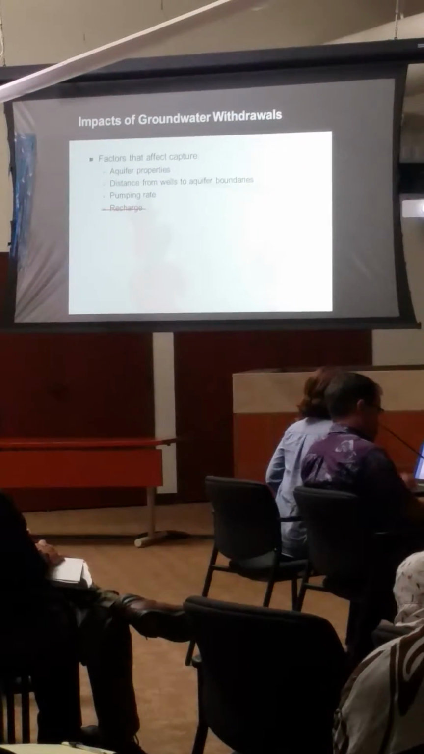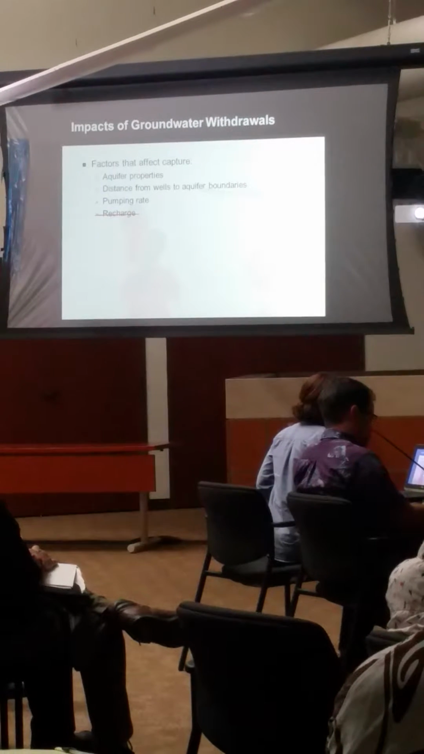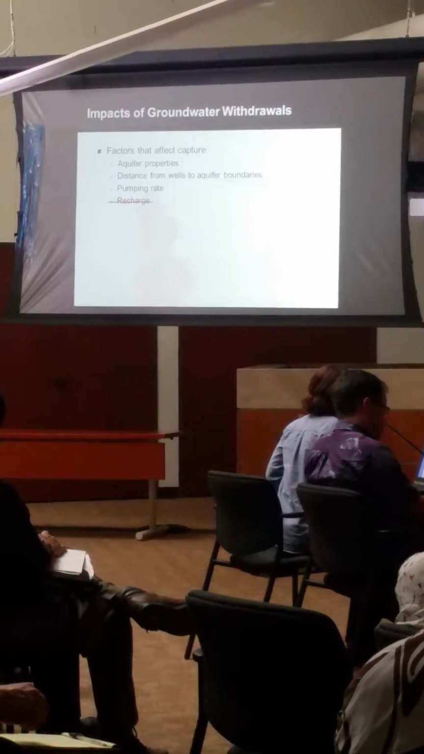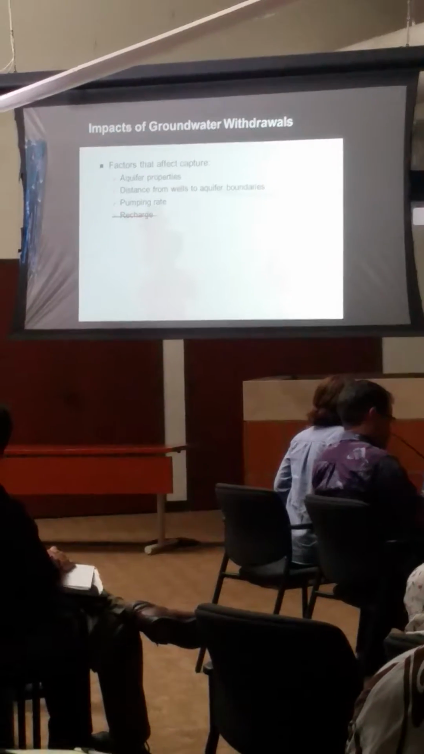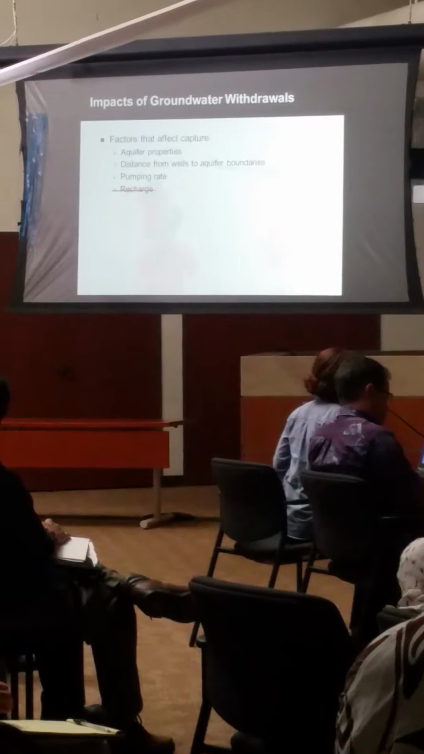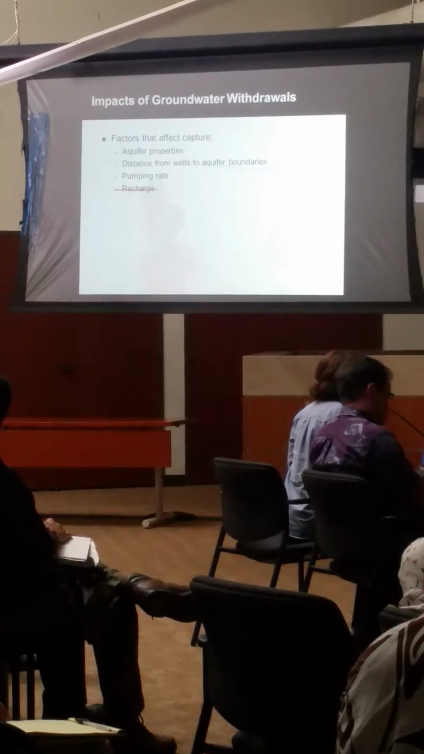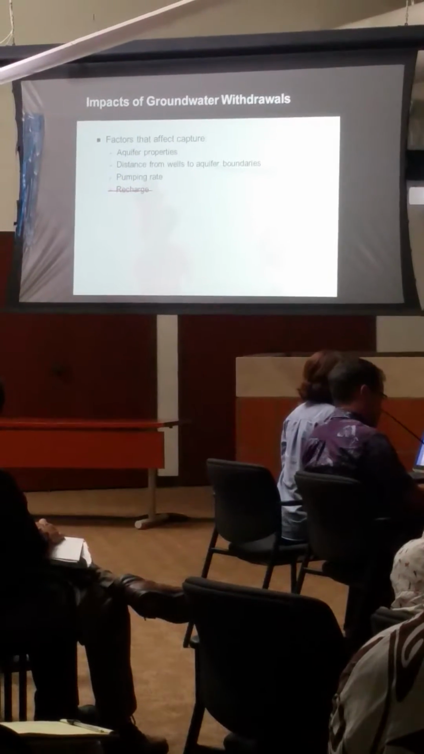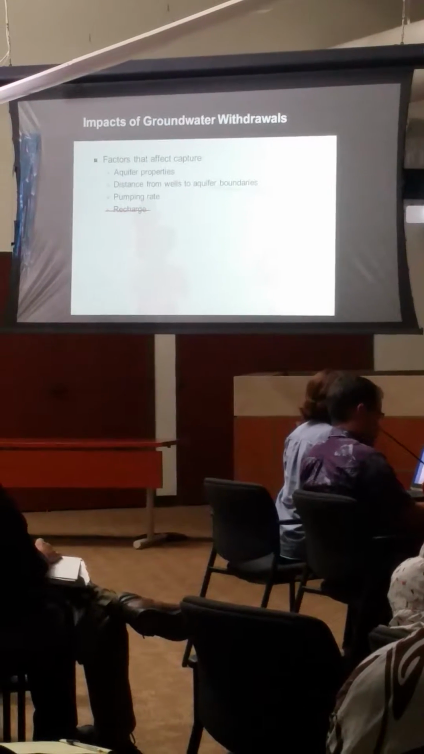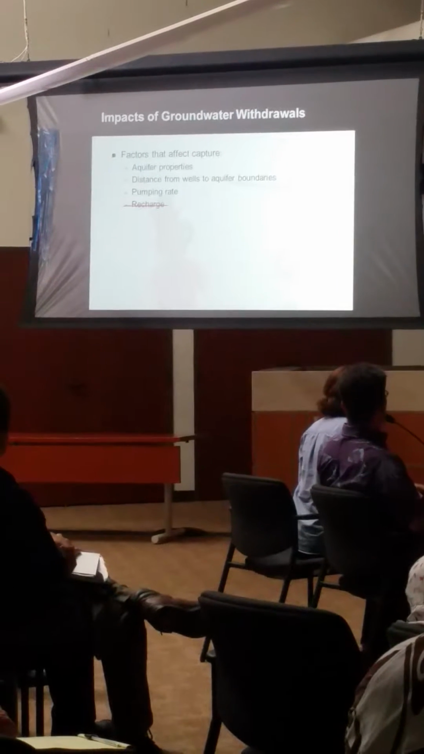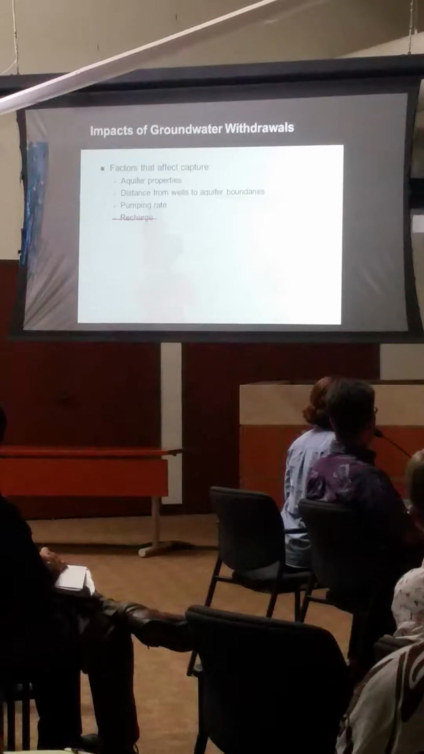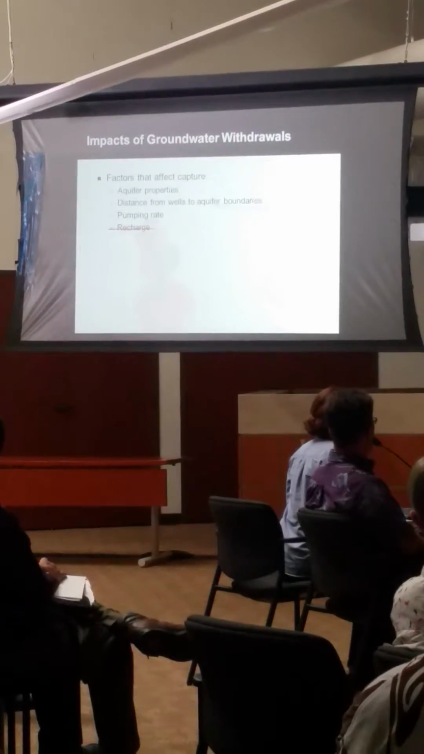Okay, so if we want to predict whether a well will impact public trust resources, we need to consider the factors that affect capture, and those factors include aquifer properties. So how permeable is the aquifer? How compressible are those materials? And the distance between wells and aquifer boundaries. So how close is the well to the ocean? How close is it to a rift zone? Does it tap a perched aquifer? And also consider the pumping rate.